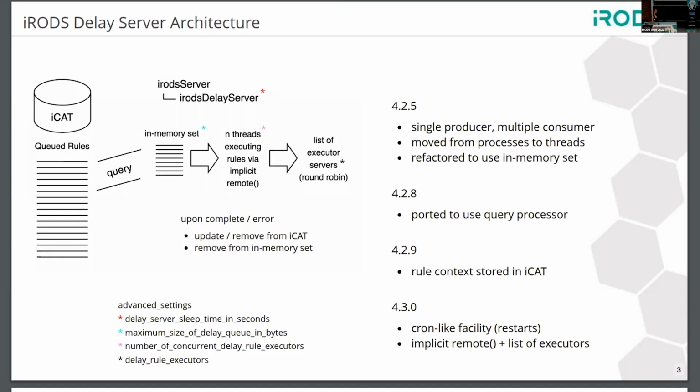It's now using the query processor library. The rule context is now stored in the catalog as a 4.2.9. That was important because before that, those REI files were written on the machine. So if you ever wanted to move the delay server, the context is on over there. So that was a problem. So now it all lives in the catalog. And then with 4.3 came the restart capability, the cron, to make sure this thing is always running. And we added the implicit remote and the targets for that.